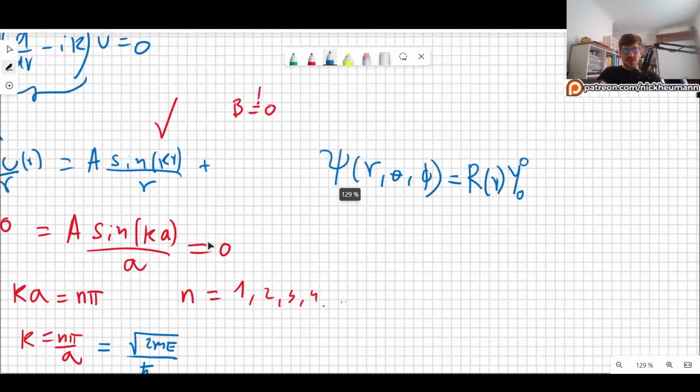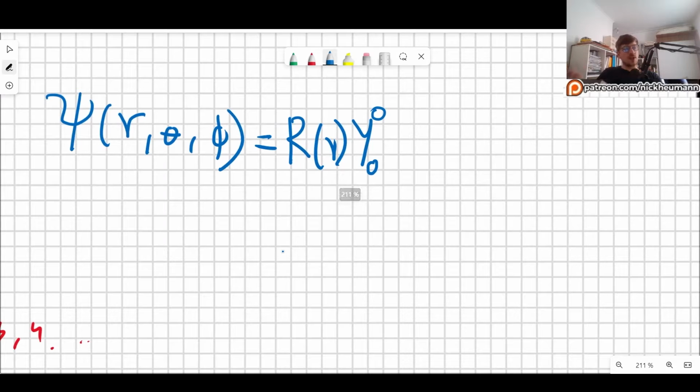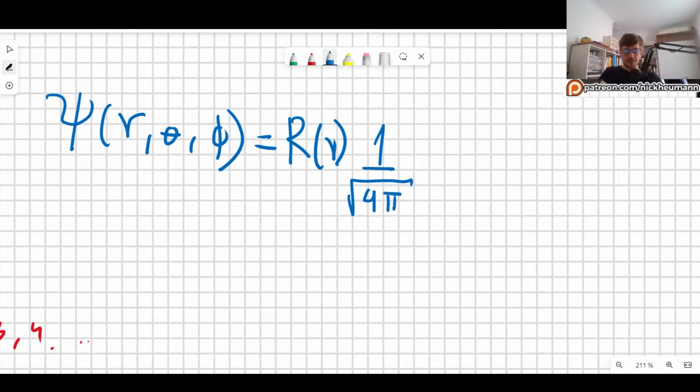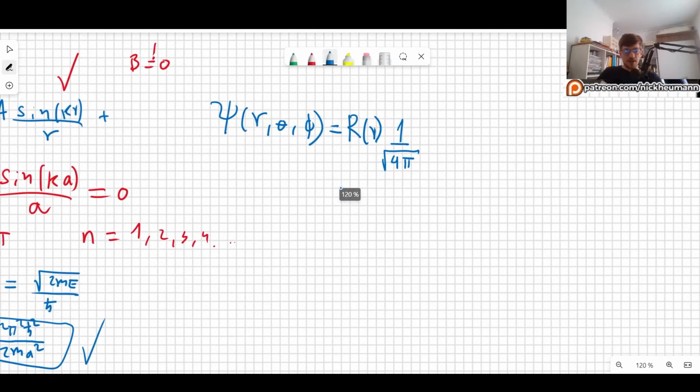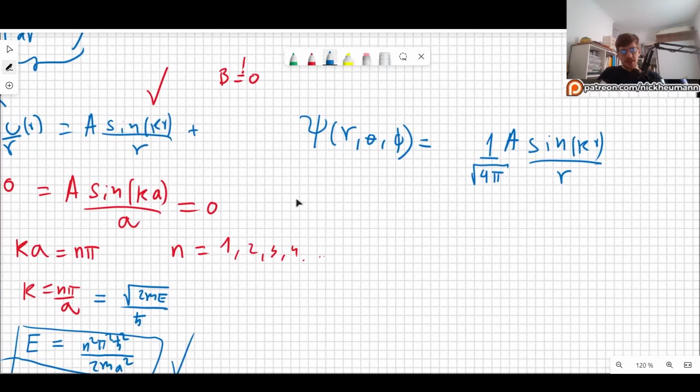So what is that spherical harmonic? We have done videos about it as well. I will put them in the description too, in case you don't know where it comes from. This is simply 1 over the square root of 4 pi. So now what is R? R is, as we just saw, going to be sine of kr over r times a. Okay, so we have not yet normalized this. So that is one thing that we still need to do.